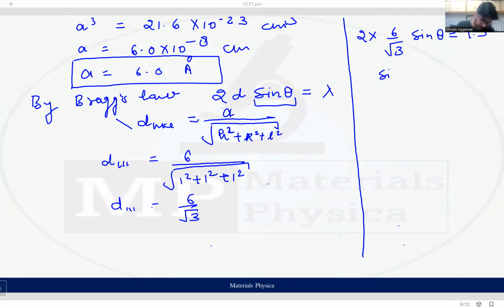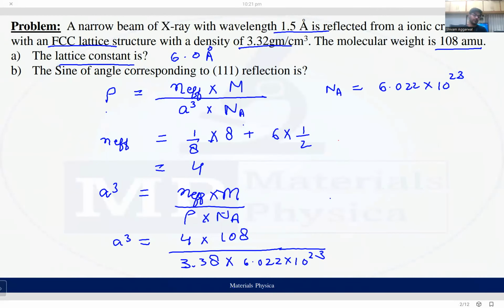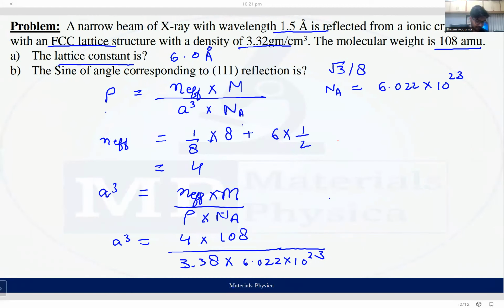So sine theta is equal to 1.5 root 3 over 2 into 6, which is root 3 over 8. So this is the answer for the second part of the question, where we had to calculate the sine of the angle corresponding to the 111 reflection. So this is root 3 over 8. Now move on to the next question.